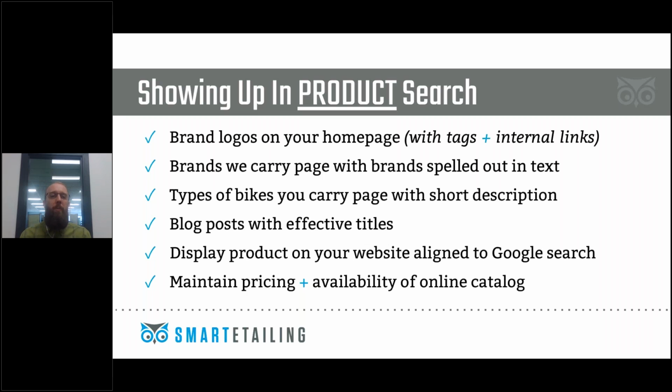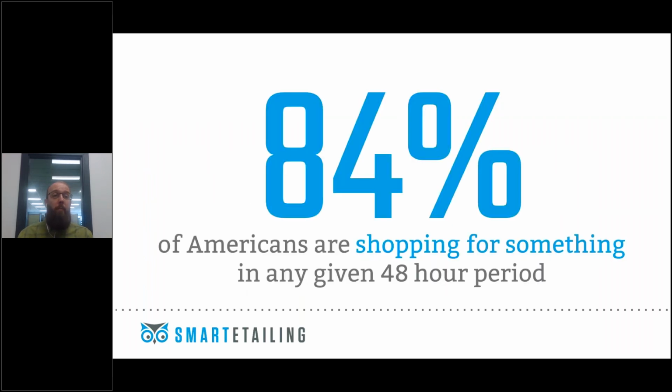But if you do it, you do need to maintain pricing and availability because consumers have an expectation today that that information will be accurate. Now, people are shopping all the time. So according to Google, 84% of Americans are shopping for something in any given 48-hour period. So the cyclists in your market are constantly deciding they need new shorts, a new seat pack, a new pair of tires, a new bike, whatever it is, and they're starting on their phones, and that's why this stuff matters.